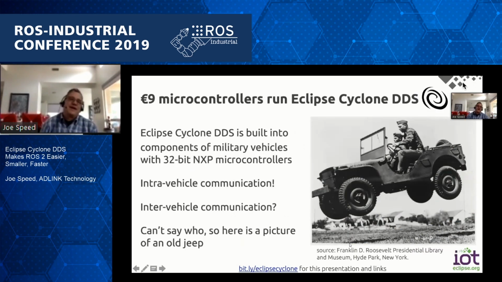Other things going on. So there's a military vehicle manufacturer. They're running Eclipse Cyclone in $9 microcontrollers in military vehicles. These little cheap 32-bit NXP microcontrollers, they're doing the intra-vehicle communication, so the vehicle components discover and communicate with one another. I was also told they're doing something on inter-vehicle, but I don't know any details of that. And I can't say who it is, so here's a picture of an old Jeep instead.